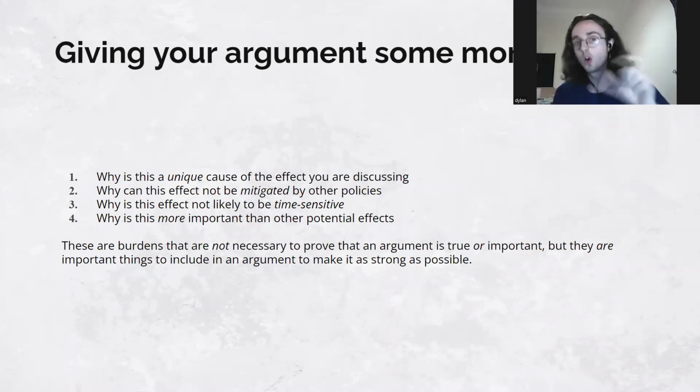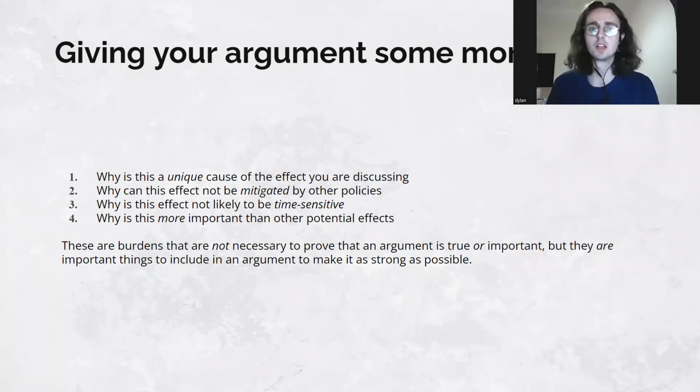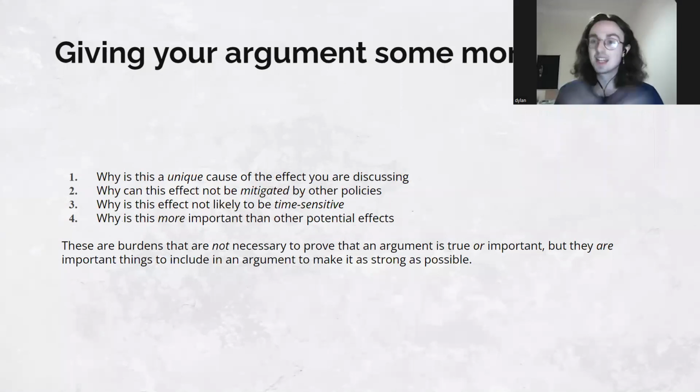Notably, all these things also function as rebuttal and weighing against other teams, right? So when you're proving your case, you can also use this as direct weighing. If you've proven that your thing can't be affected by anything else, it is unique, it is not time sensitive, and it's more important than the other things in the debate, you've now proven that your argument is the most important argument in the debate. So thinking about weighing within burdens is useful here. If you want to be more time efficient, this can be difficult, but it can be really useful. It's something that you can knit into your case.